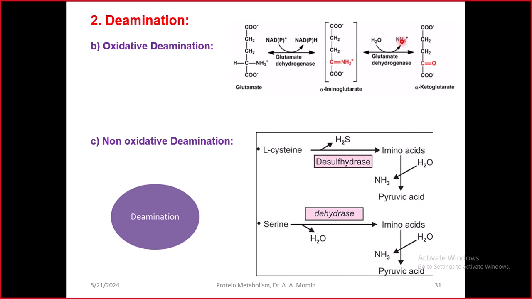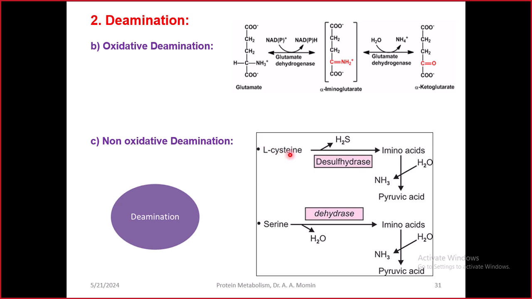Second is non-oxidative deamination. It is called non-oxidative, as you can see in this reaction, there is no generation of any reducing equivalent like NADH, NADPH or FADH2. No reducing equivalent is generated, so it is non-oxidative.